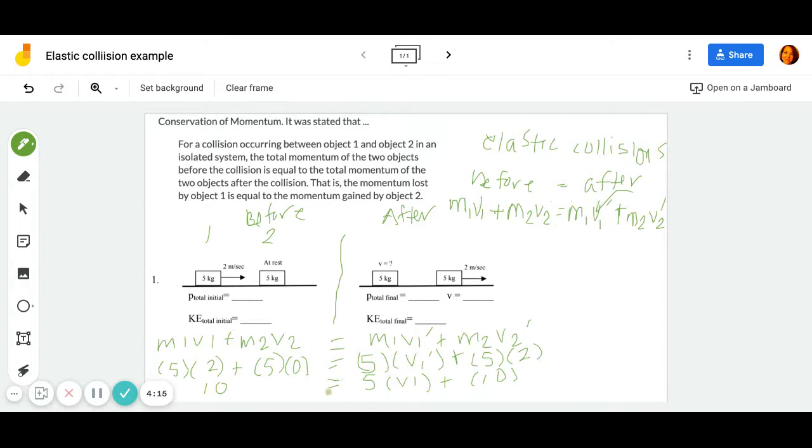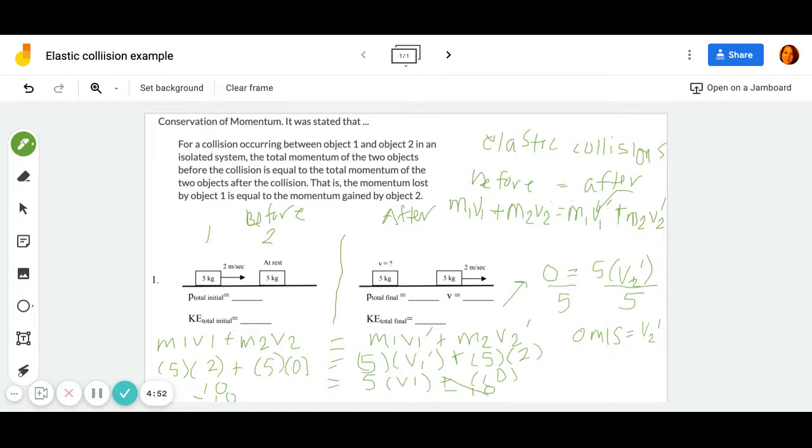Okay, so we want to get v1 prime by itself, so we want to subtract 10 from both sides. That will make this side 0. So now we have 0 equals 5 times v1 prime. I want to get v1 by itself, so divide by 5. So the velocity v1 prime after is 0 meters per second.